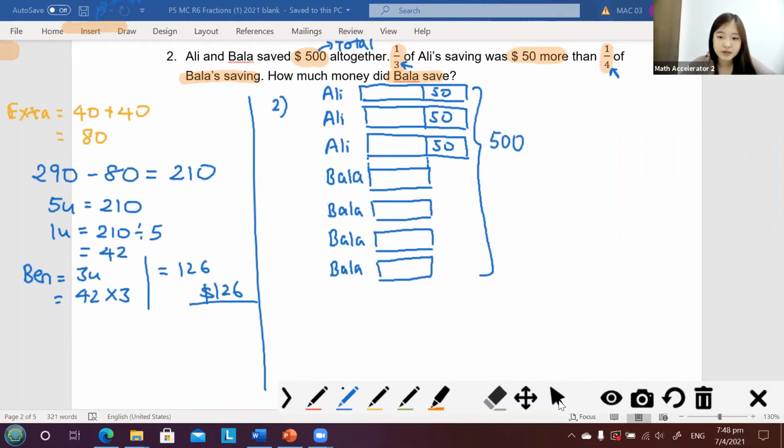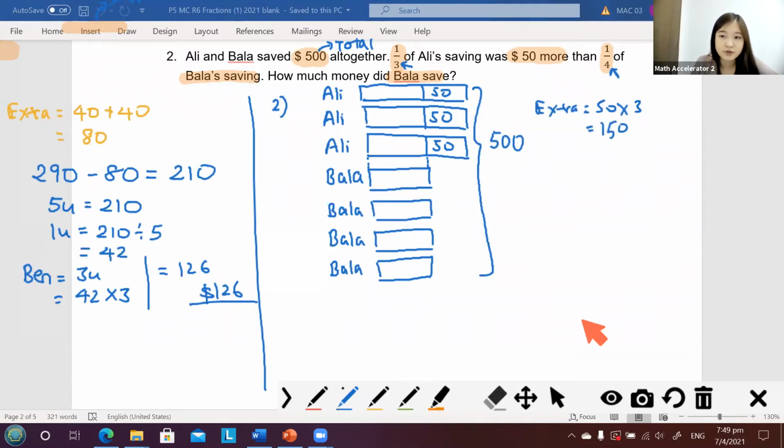Okay, some of you got answers ready. So you wait for me, okay, wait for the rest of us, then you check your work. Okay, so what's the extra here? 50, right? You have how many extra? 3, yes. Okay, you have 3 of it, right? So your total extra is 50 times 3. 150, yes. Okay, correct.